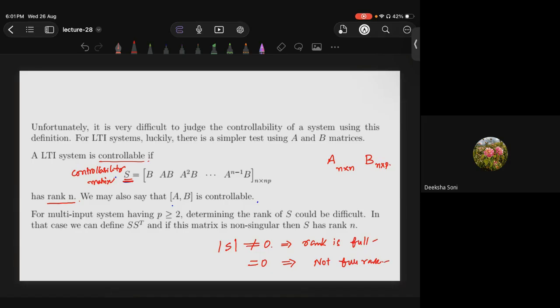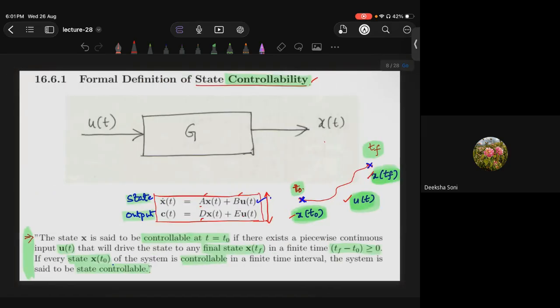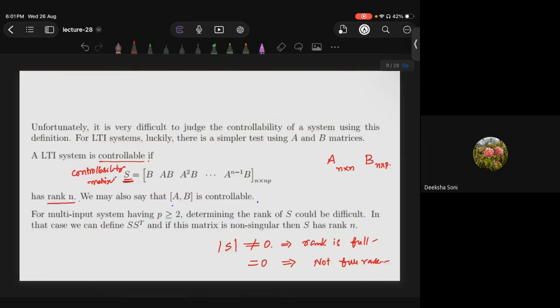Why rank being full means it is controllable is out of the scope of this course. We don't require that. You only remember that, given these equations, how to check controllability: simply using the A, B matrices, you form this controllability matrix and check its rank. If it is not equal to 0, rank is full, meaning rank is n. If it is not full rank, rank will be less than n. So if rank is full, we say the system is controllable, otherwise not controllable. Is this clear? Yes, sir. Or also we can say the pair AB is controllable.